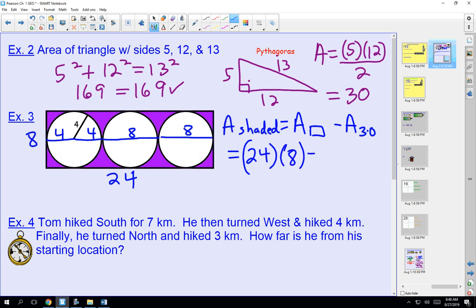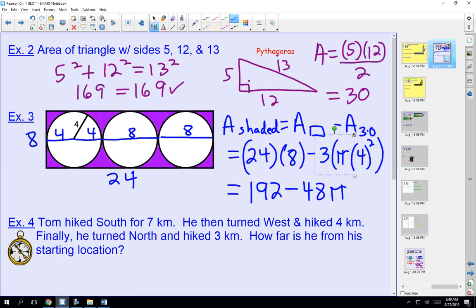And then I have minus the area of the 3 circles. So we've got 3 times the area of one of the circles, which would be pi times 4 squared, or 16 pi. So I end up with the following expression: 24 times 8, 192, minus, and I'm going to leave this in terms of pi, 16 pi times 3 is 48 pi.